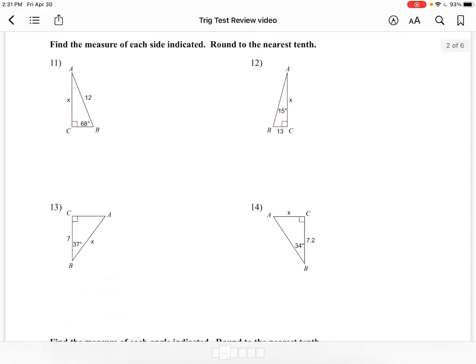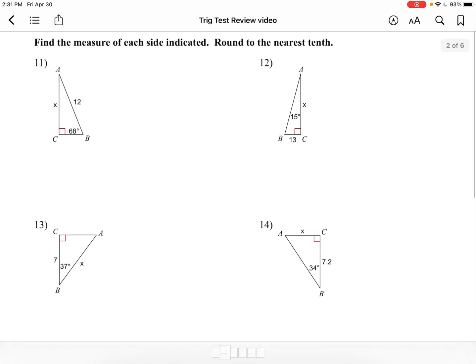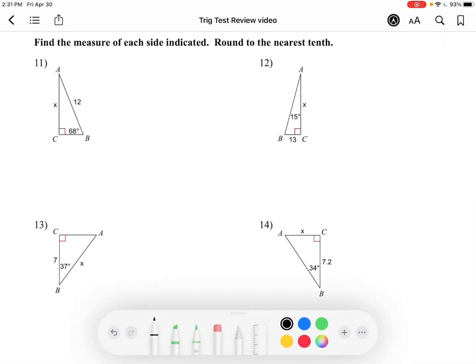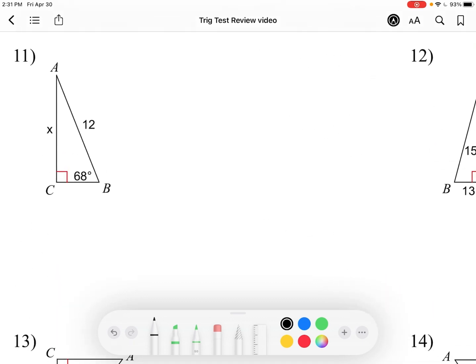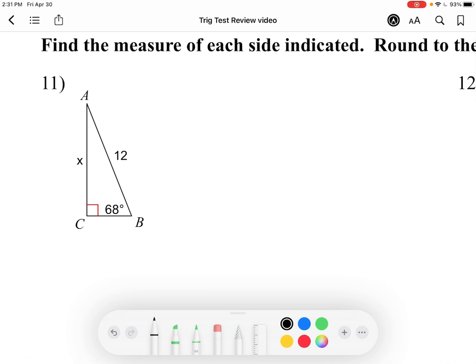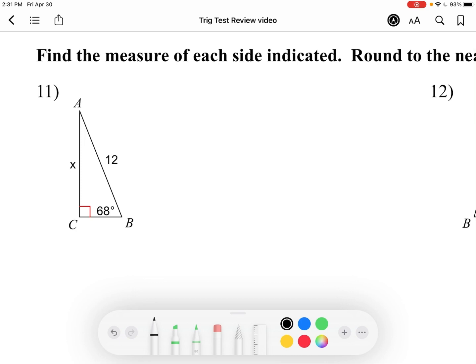For numbers 11 through 14, it tells us to find the measure of the side indicated, and then we're going to round to the nearest tenth. So you're going to need your calculator for this section, and what we're going to do is look at what information we're given, and then set up a function so that we can solve for our missing side. So we're finding the measure of the side indicated, and it's indicated with x. So we need to find out what this side length is.